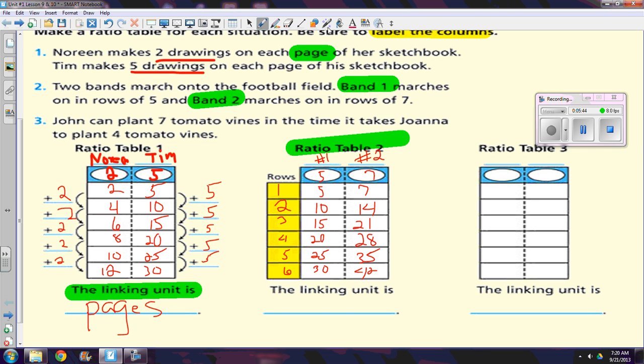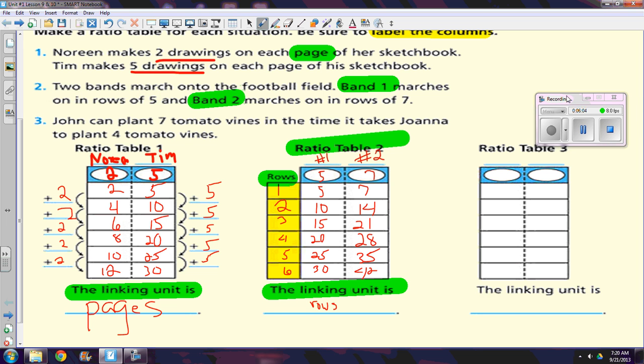What's the linking unit for this problem? And they would be rows. So on the line down below, write rows.